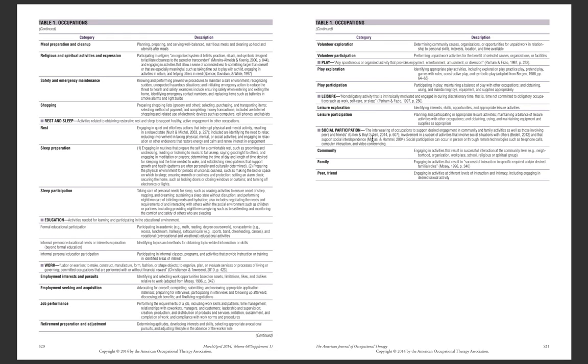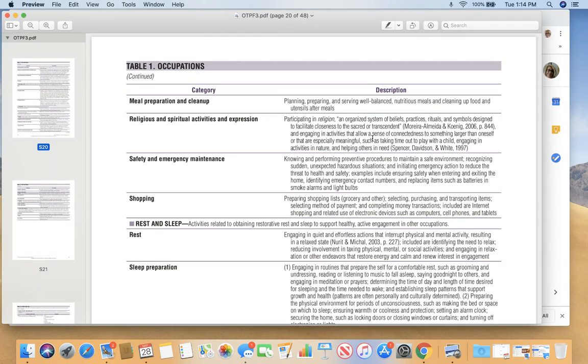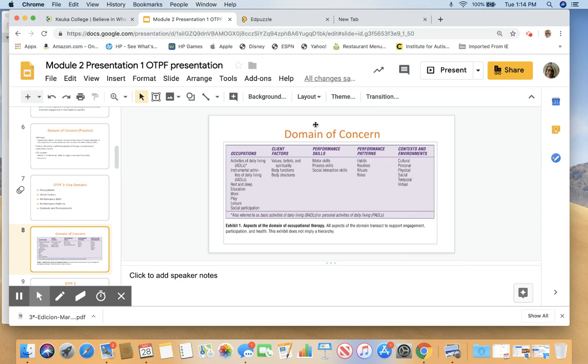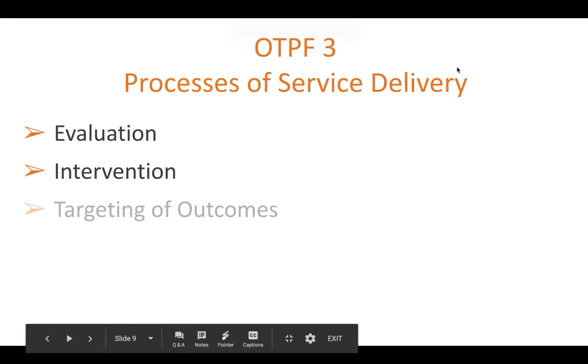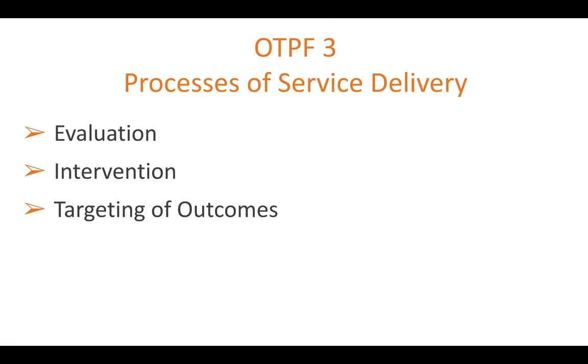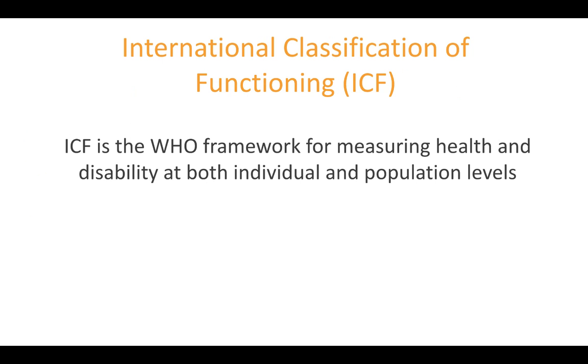But as you can see here, this breaks it down much more. I wanted to make sure that you have time to look at each one of these more specifically so that you have a better understanding of what this is. But we're going to talk about it a little bit more today. When we get into the service delivery system, this is the evaluation, intervention, and targeting outcomes. Again, we'll be talking more about this in modules 3 and 4.